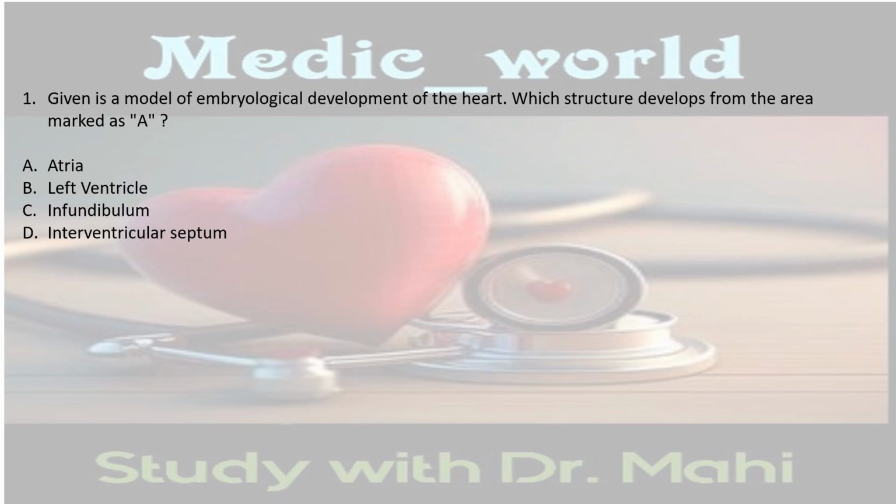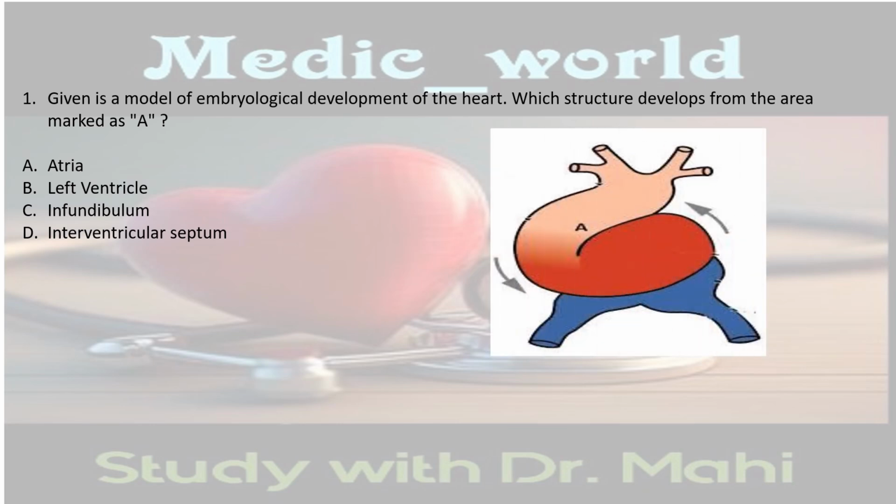Given is a model of embryological development of the heart, which structures develops from the area marked as A. Let's see the image. Here in the image, the structure which is marked is conus cordis, which is the middle part of bulbus cordis. The infundibulum of the heart develops from this structure. So the answer is option C, that is infundibulum.